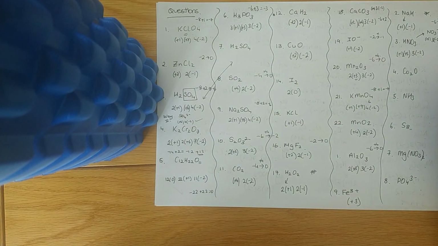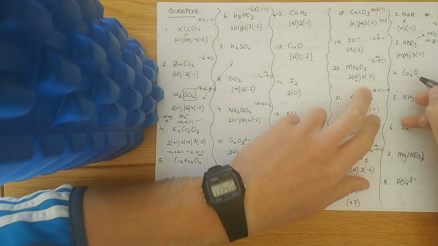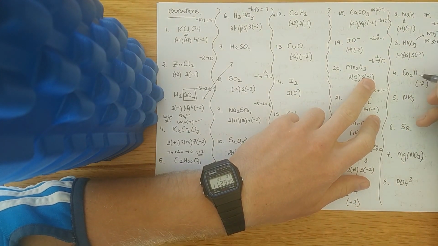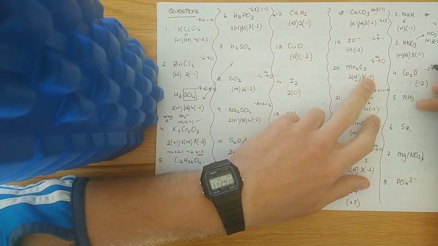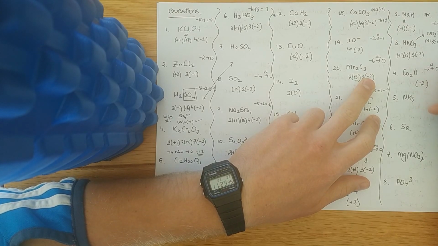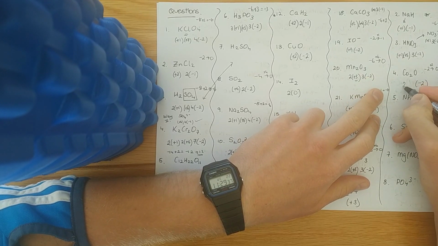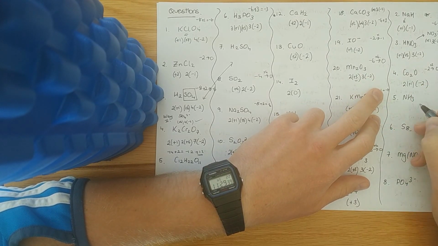Co2O, Co being your cobalt. Oxygen there is minus 2. You're going from minus 2 to 0, so you're going to be adding on 2. You're adding on 2, split amongst 2 cobalts, so plus 1 each.